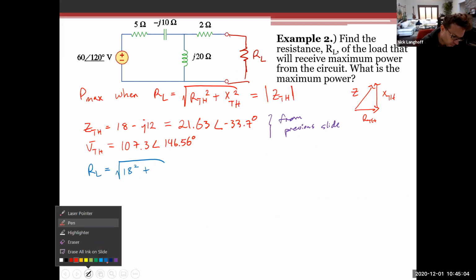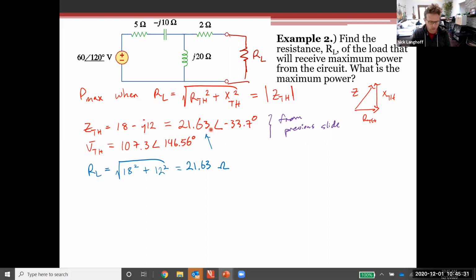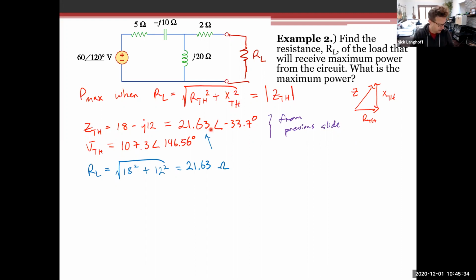And that's going to then, if we're looking at our RL, be the square root of 18 squared plus 12 squared, which gives us, oh, you know what? We already have that. It's 21.63 ohms. We actually already had the magnitude there, didn't we? Okay, so how do we then take that and figure out what the maximum power is? Well, if it's purely resistive, or purely real, right?